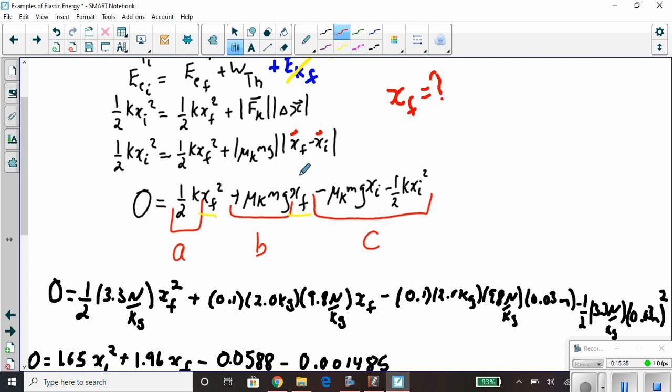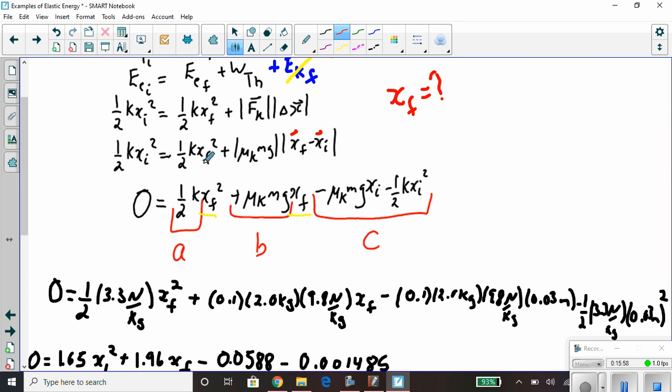What is left? Well, this is what we're going to do. We're going to try to solve for xf. But xf appears in a squared term and xf appears in a non-squared term. When you see that and you're trying to solve for xf, what you're really trying to do here is use the quadratic formula to solve this. There's no other way around it.